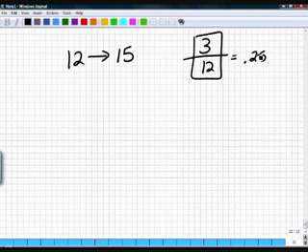You're doing 12 divided by 3. Careful, y'all doing it backwards. 3 divided by 12, that's 0.25, which is 25%. So how much did it change? It changed by 25%. Easy. Makes sense. Let's do one more of those.